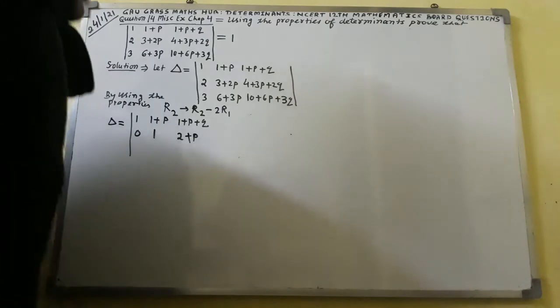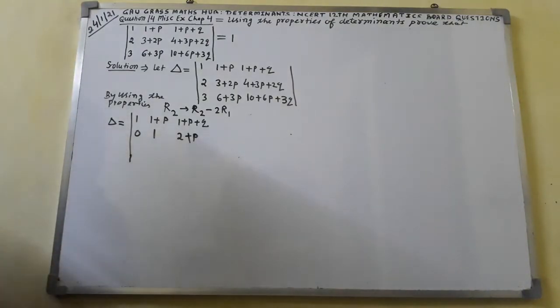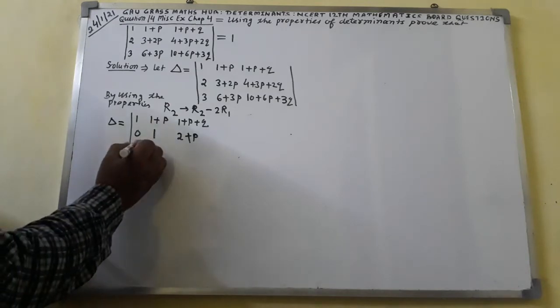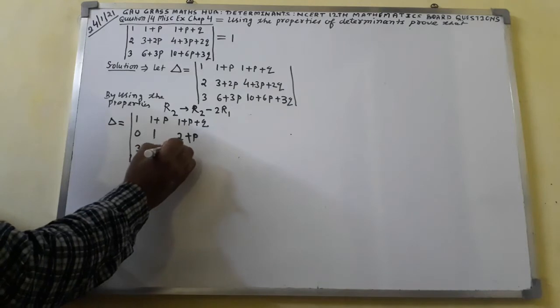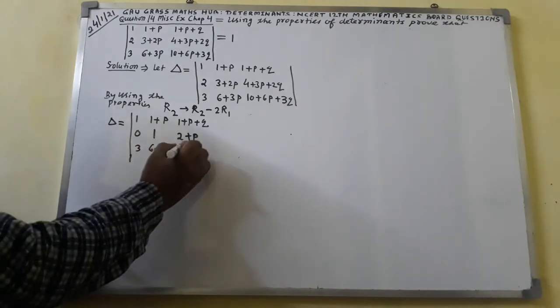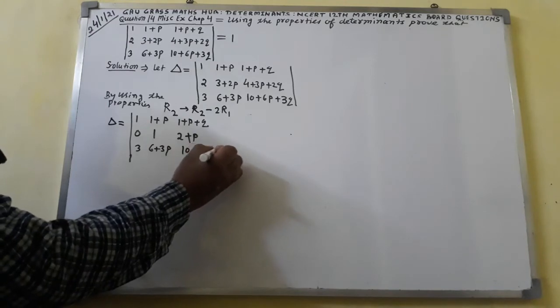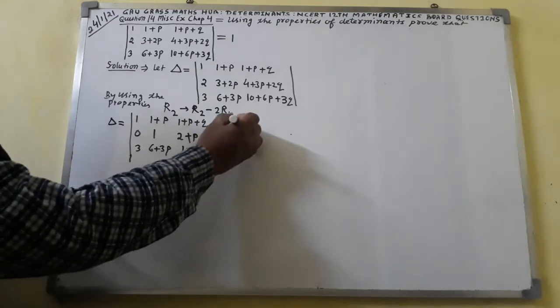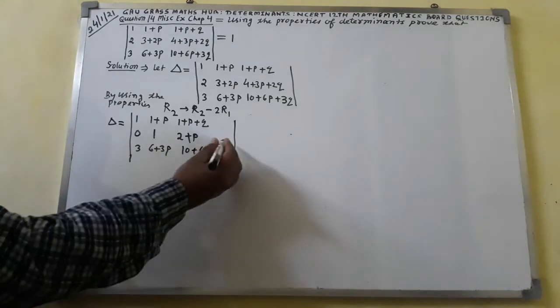And elements of third row I shall write as it is. 3, 6 plus 3p I shall write, and this will become 10 plus 6p plus 3 cube. This thing you will get. Now what to do next?